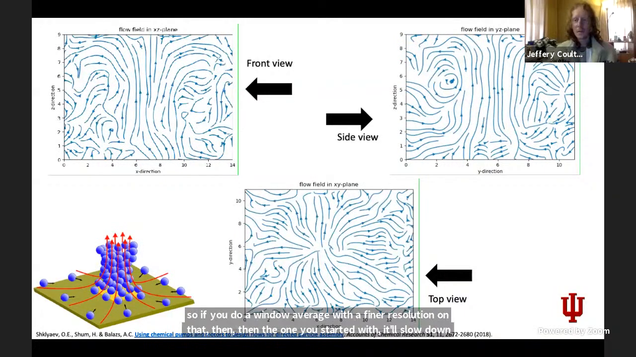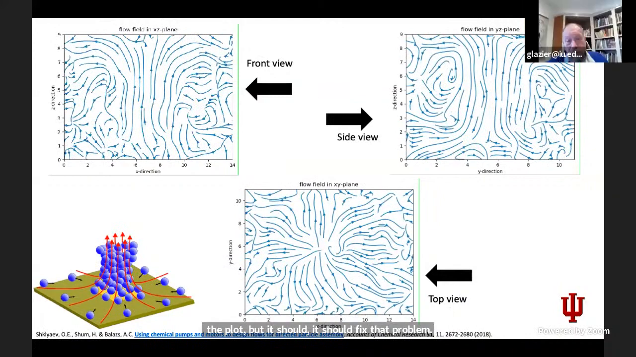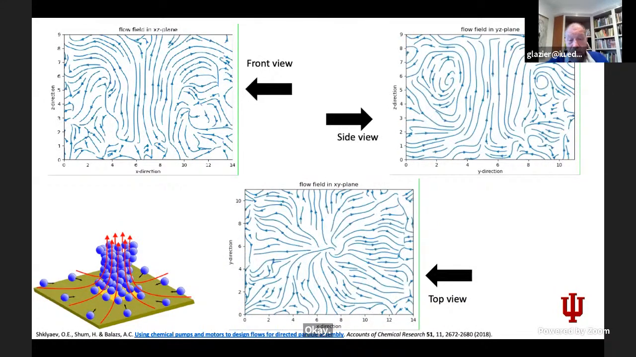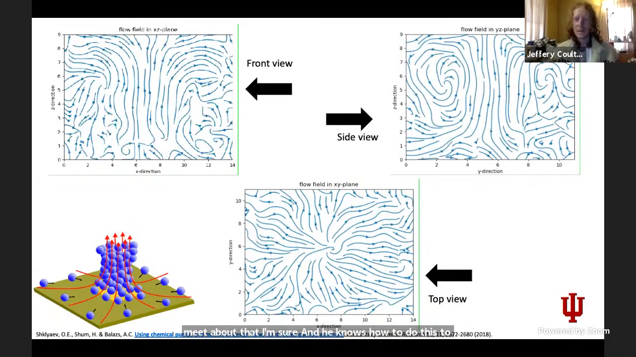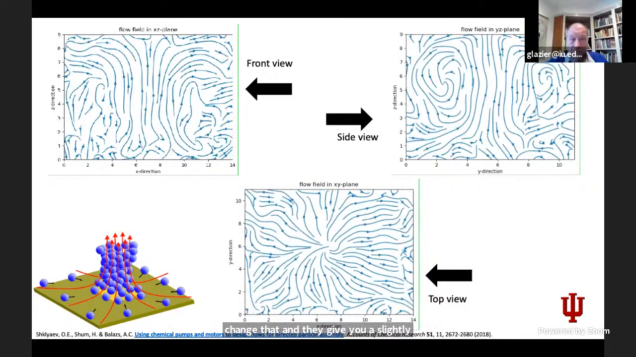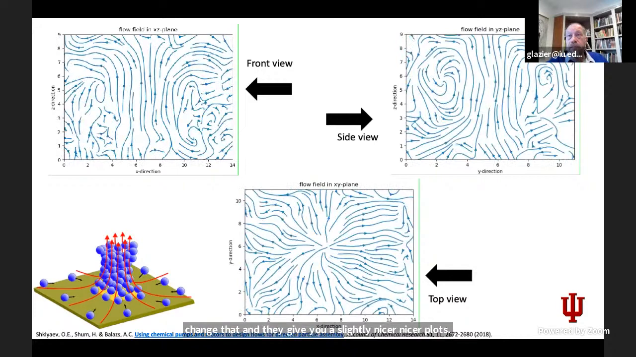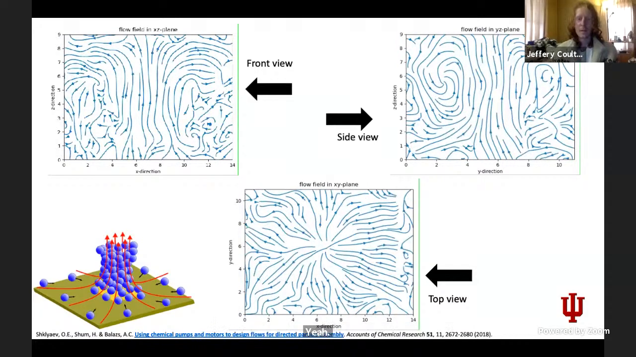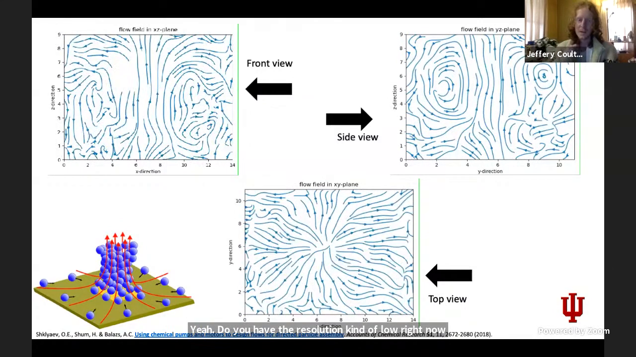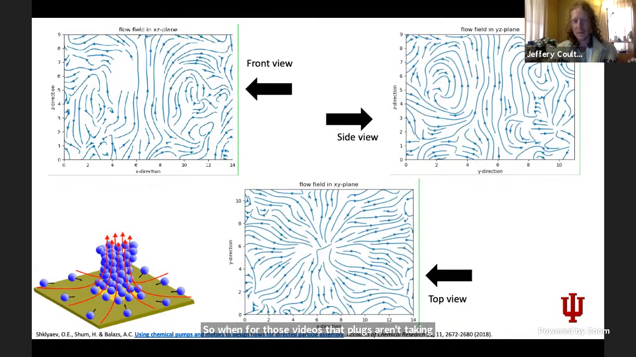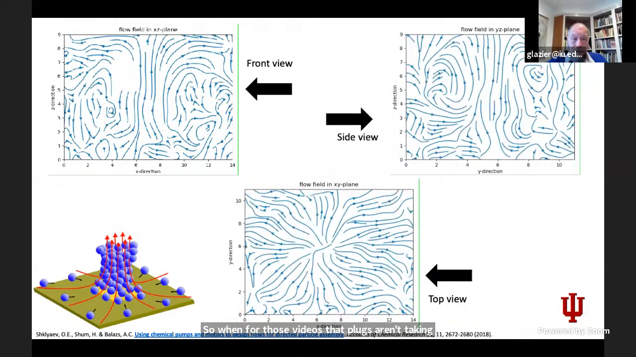I'm happy to play with it offline if you want to meet about that. I'm sure Andy knows how to do this too. And that may give you slightly nicer plots. Yeah, I do have the resolution kind of low right now, just so that for those videos the plots aren't taking forever to update. So that is probably another thing to look at.